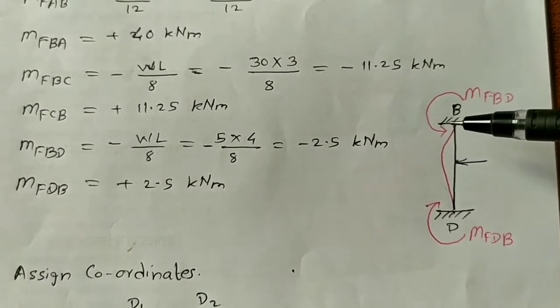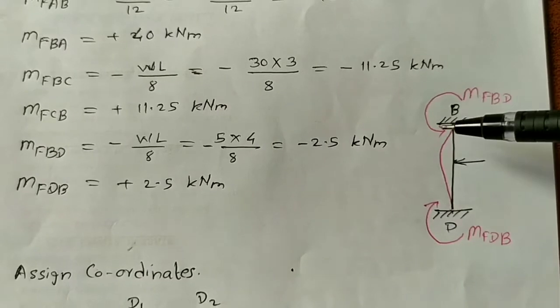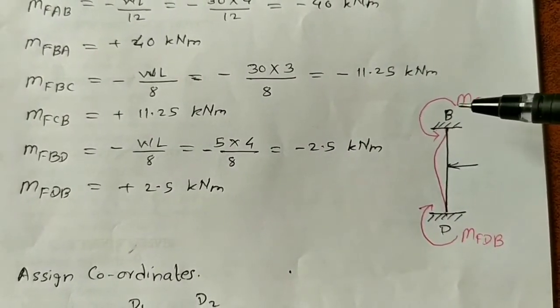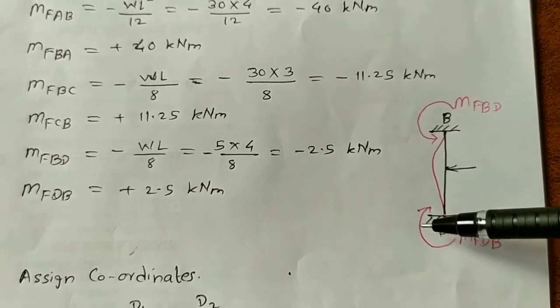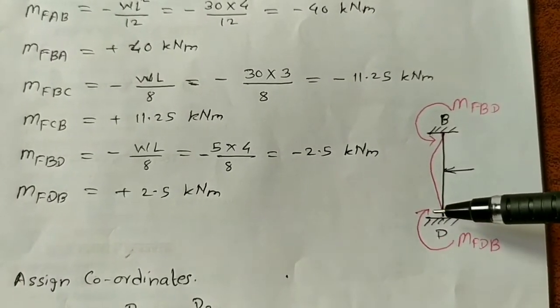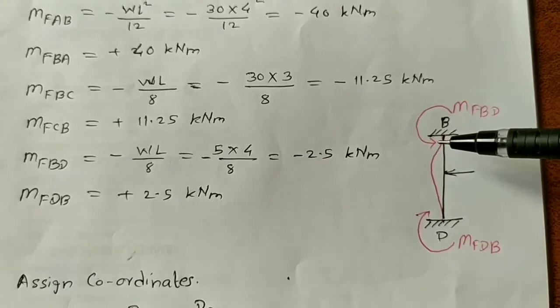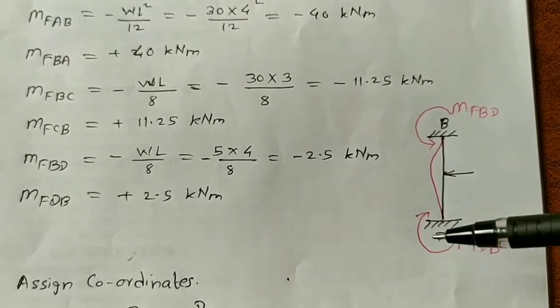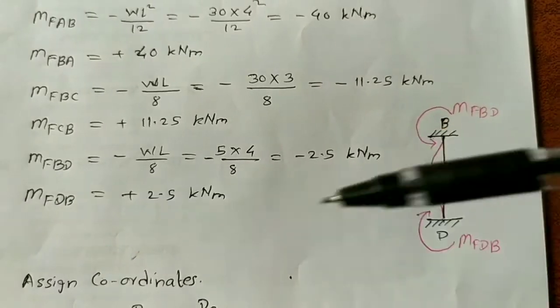Now to get this type of deflected shape, I have to press over here, that means I have to apply a moment like this. So here this moment comes out anti-clockwise, that's why negative. Here the moment comes out clockwise, that is positive.